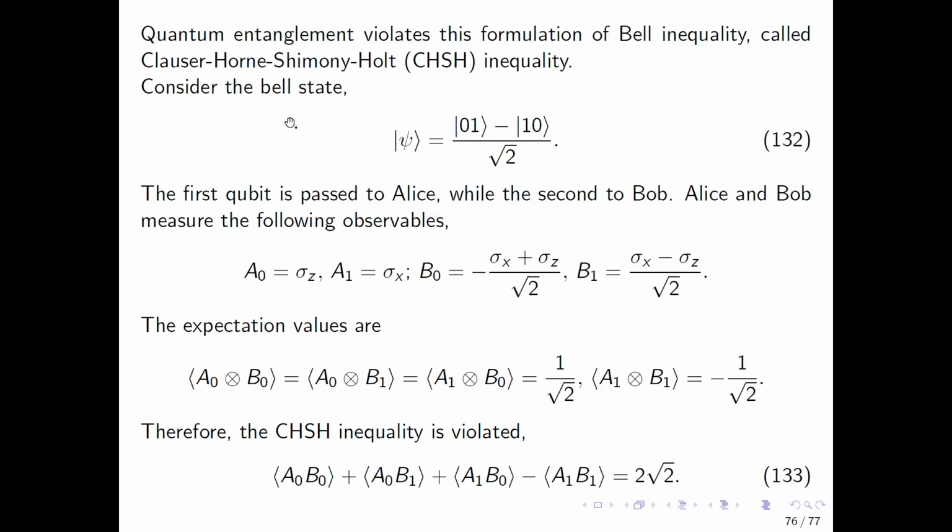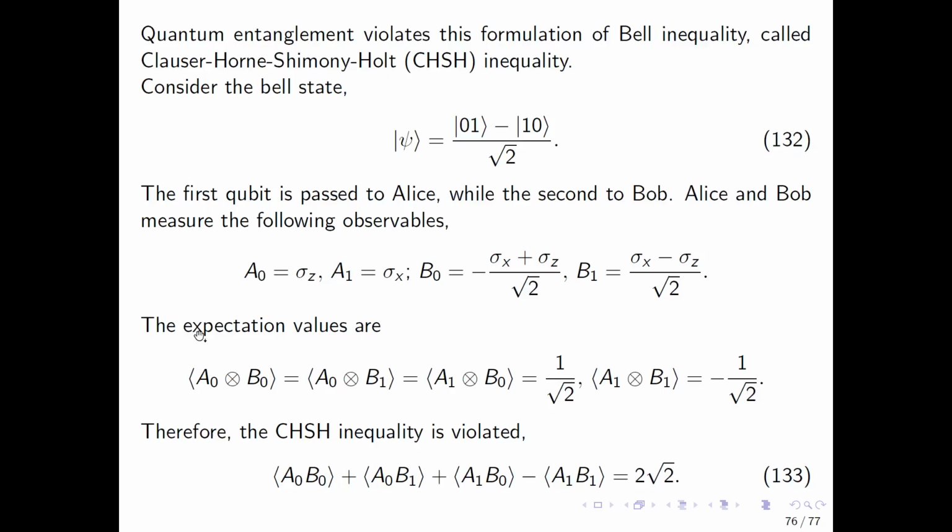So now enter quantum states. We find that quantum entanglement actually violates this kind of formulation. This formulation, as I said, is called the CHSH inequality. So what you can do is to consider a Bell state. Then you assign 4 different measurements for A0, A1, and B0, B1. So A0 will be sigma Z, A1 will be sigma X, B0 will be this combination, B1 will be this combination.